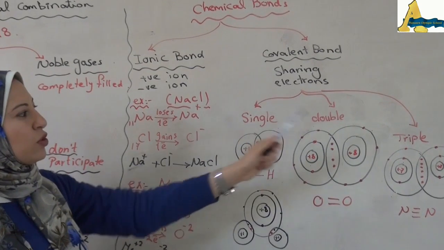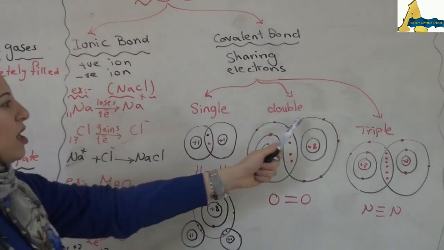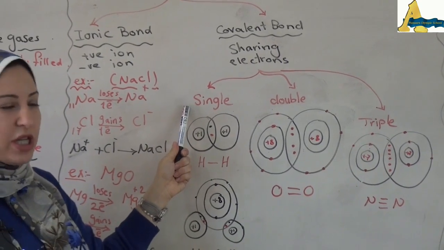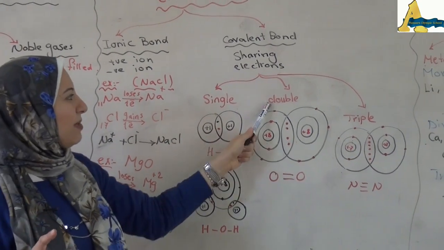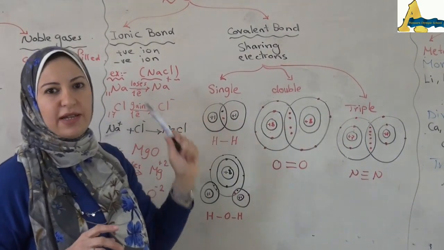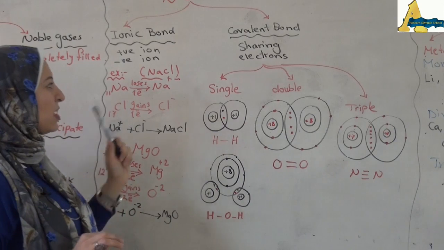Covalent bond is divided into three types: single, double, and triple. Why do we call it single? Because each atom shares with one electron. Double, because each atom shares with 2 electrons. Triple, because each atom shares with 3 electrons.